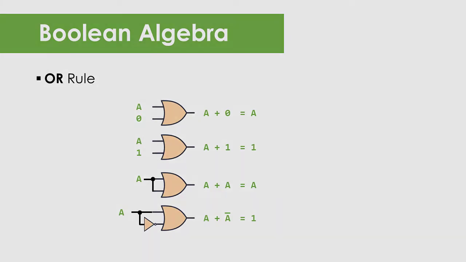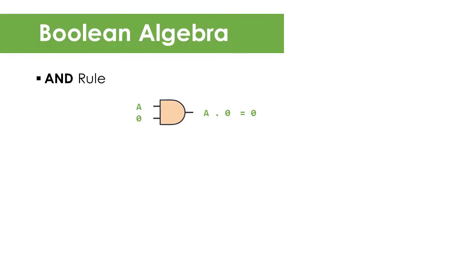For the logical AND rules, we also have 4 possible scenarios. First, if an input signal A is ANDed with logic 0, then the output signal is equal to logic 0 as well. The second is, if an input signal A is ANDed with logic 1, then the output signal is equal to A, as in, when A is 0, then 0.1 is equal to 0. When A is 1, then 1.1 is equal to 1.